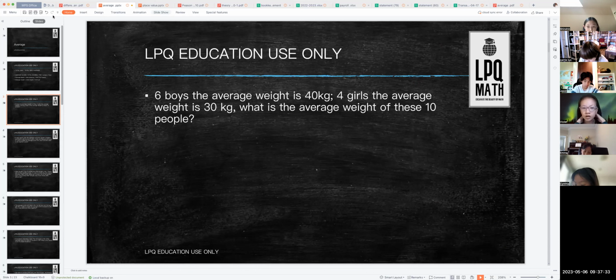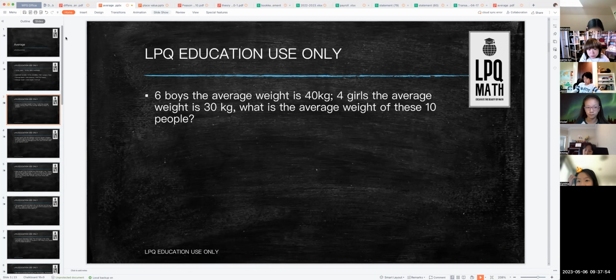Are all the boys and girls weight the same? Okay. No, of course not the same. Yeah, all the girls the same, all the boys the same? No, so Violet, think about it.